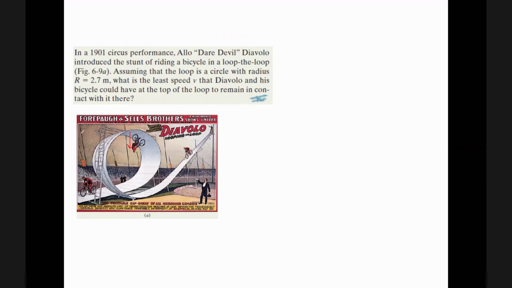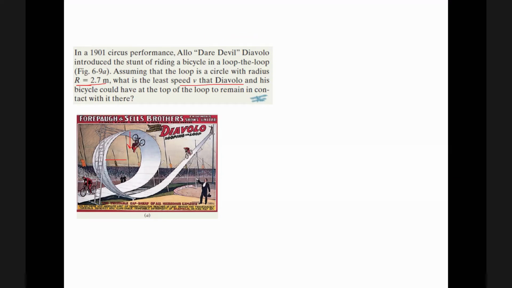Okay, in a 1901 circus performance, Allo Diavolo, his name, introduced the stunt of riding a bicycle in a loop-the-loop. Loop-the-loop means he is making a complete loop. The radius of this loop is 2.7 meters. So the radius is how much? 2.7. What is the least speed that Diavolo and his bicycle could have at the top of the loop to remain in contact?